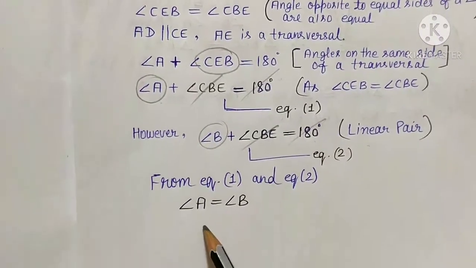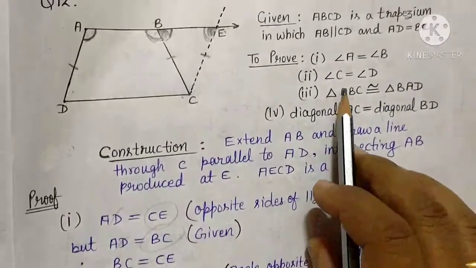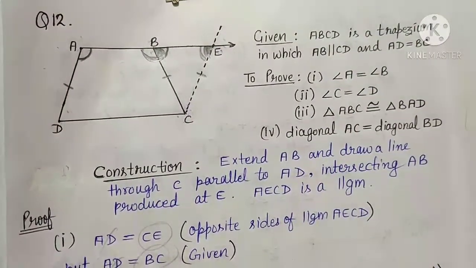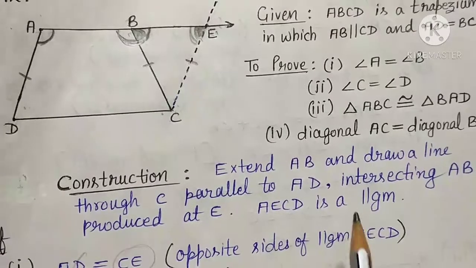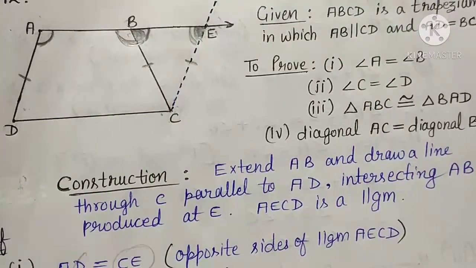So angle A equals angle B from equations 1 and 2. And here we have completed our part 1. That is, we had to prove that angle A equals angle B. Now we will move to the second part, where we have to prove that angle C is equal to angle D.